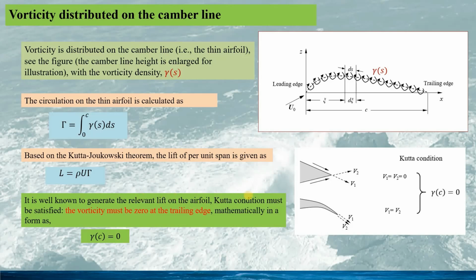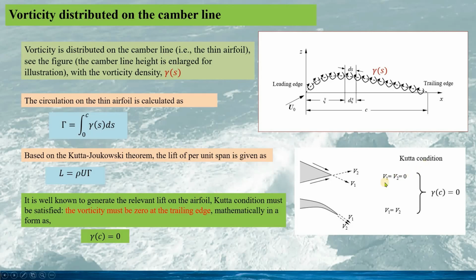It is well known that to generate the relevant lift on the airfoil in inviscid flow, the Kutta condition must be satisfied. That is, the vorticity must be zero at the trailing edge, mathematically in a form as this.